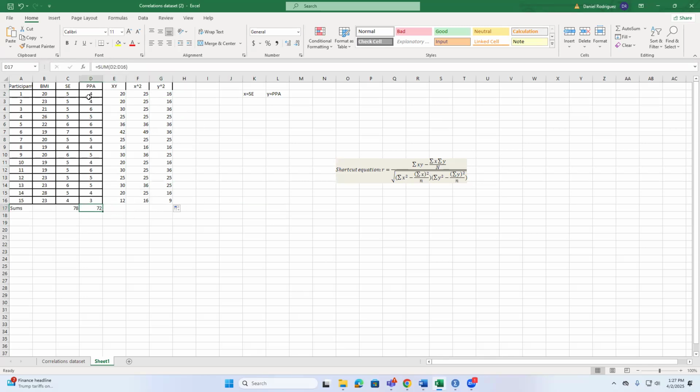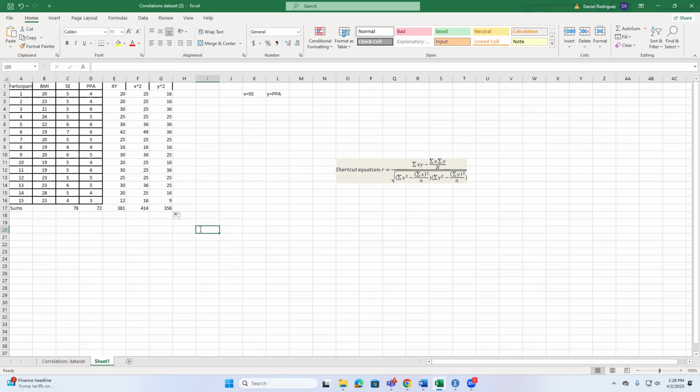All right, I need the sums of all these. Since I already have the sums of this column, I need a sum of this, this, and this. It's the same rows, row 2 through 16. I can just drag this over. I get all my sums. So now I have every single thing I need to complete this equation. So I'm going to do the whole thing here now, just to make it easy. So watch what I do here.